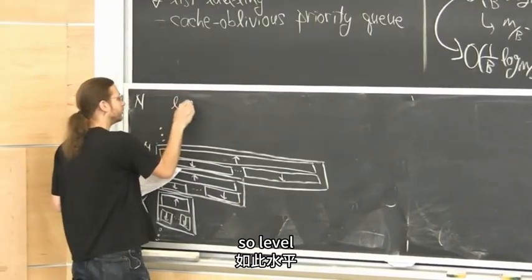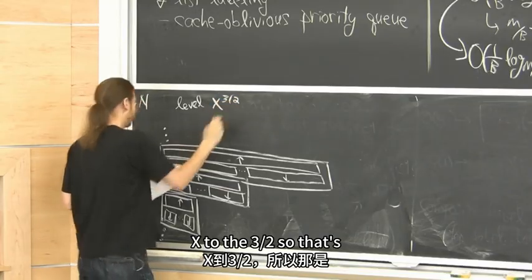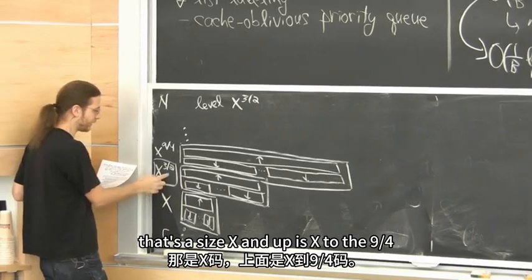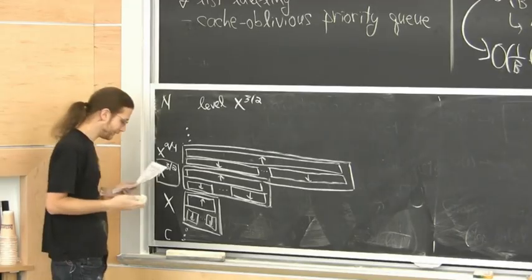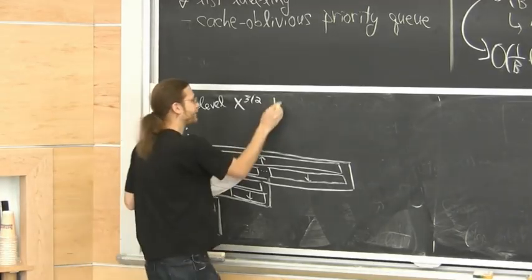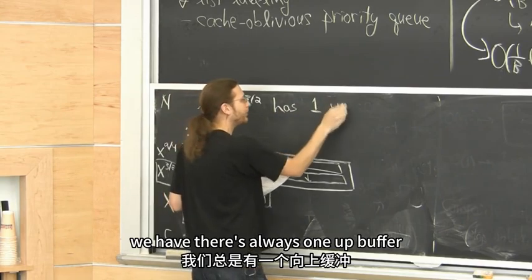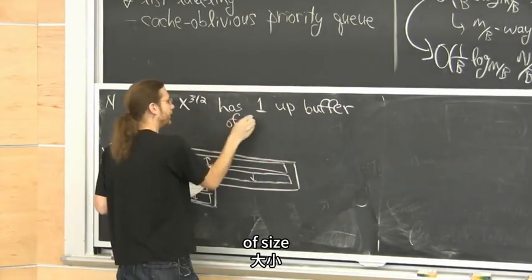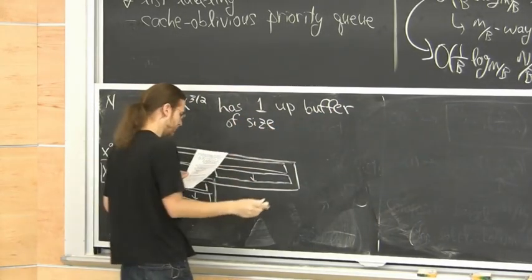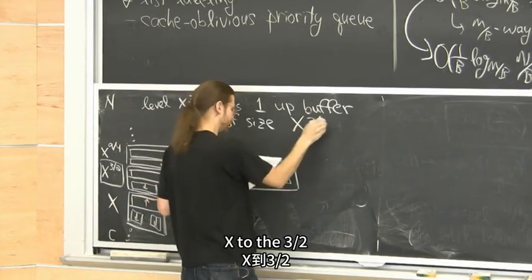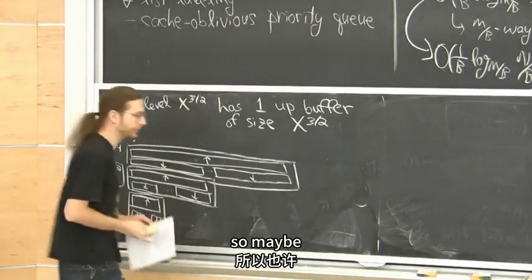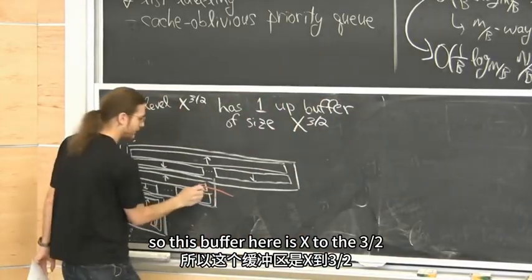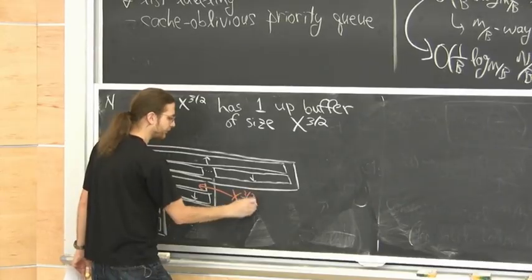So level x to the 3/2. We're going to generically be looking at x to the 3/2. So I can easily go down, that's of size x, and up is x to the 9/4. Easily. There's always one up buffer of size x to the 3/2. So maybe some color. So this buffer here is x to the 3/2.